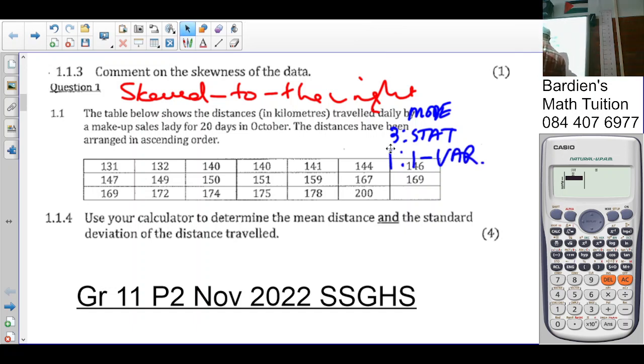Okay, and the black calculator is a bit different. I think it's 2 for stat if I'm not mistaken. Okay. So now we can enter the data.